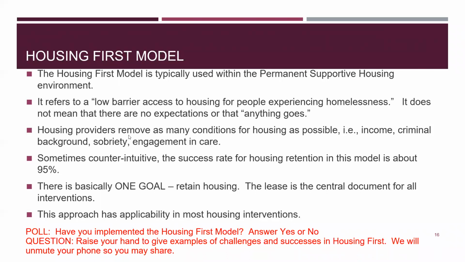But many housing providers have had to remove conditions for housing like income. They would say, you have to have an income to come into our housing, or if you have a criminal background or any arrests or any larcenies, you can't come in. You have to be sober for 6 months. You have to be engaged in care. All that is gone.